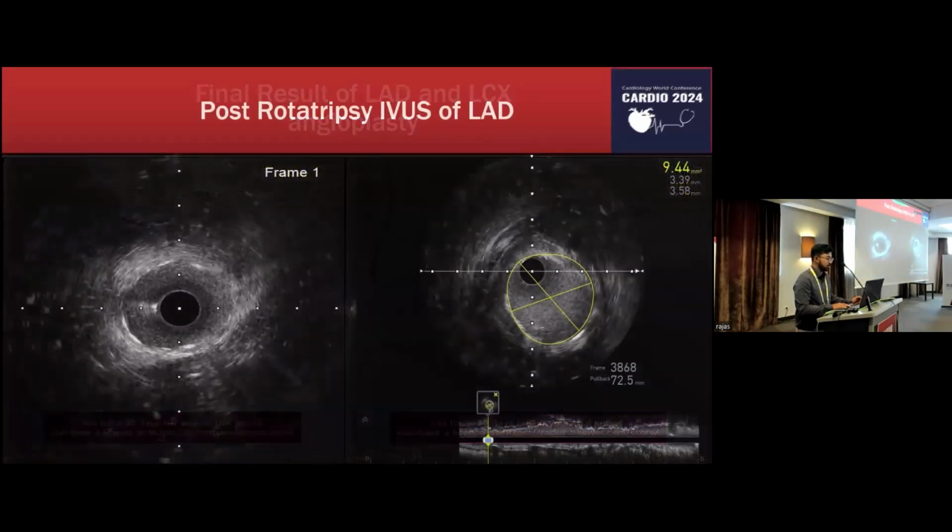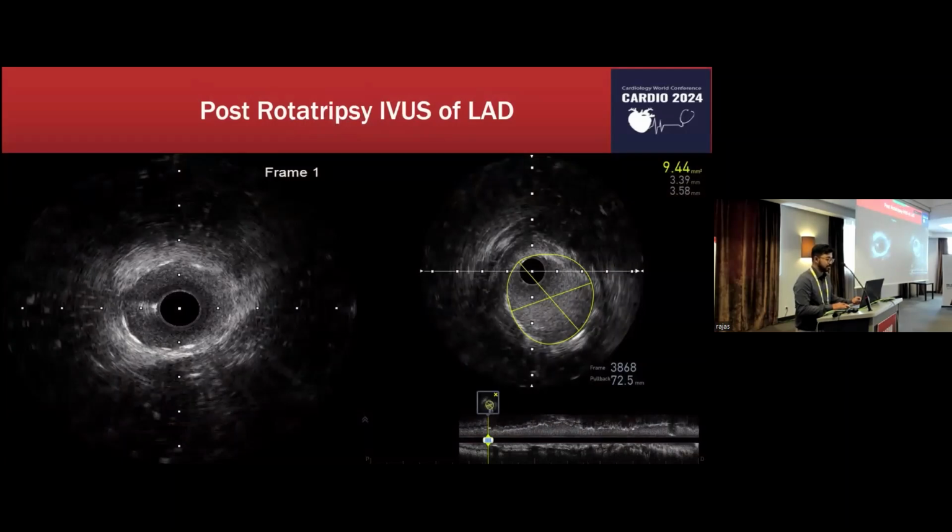So this is a post-rotatripsy IVUS run of the LAD. The LAD, which was very tight, 100% occluded angiographically, now I got an area of 9.44 square millimeter, which is more than satisfactory. In the proximal LAD, we usually say anything more than 7 is quite satisfactory. So I have got an area of 9.4.